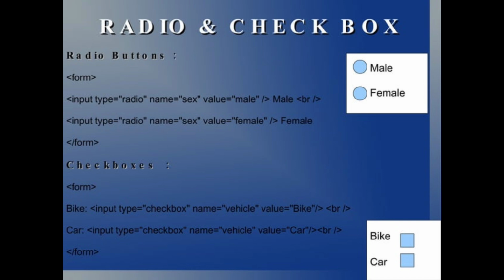What is the checkbox? We can tick the rectangle box. In the form, we use input type checkbox, name vehicle, value bike or car. What is the vehicle name? Value: bike or a car. These are the items we can give in the checkbox.